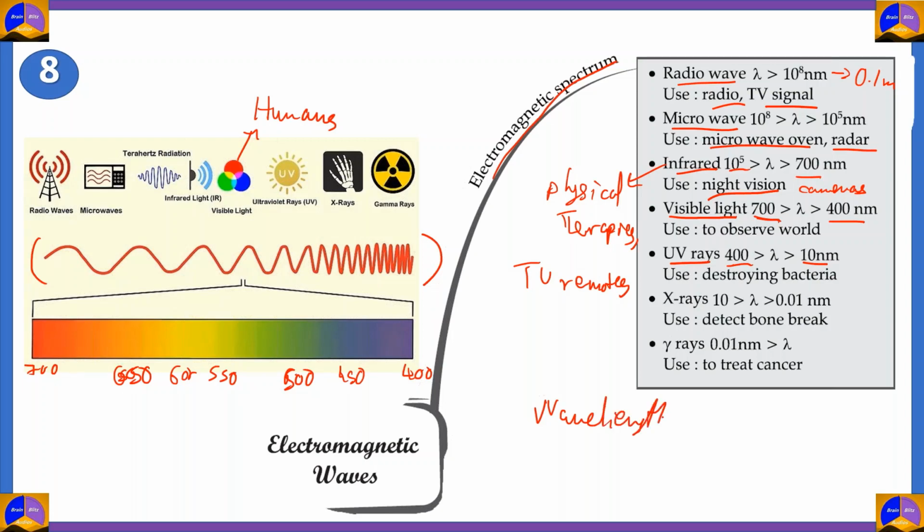The formula here is that wavelength is inversely proportional to energy, and it's also inversely proportional to frequency. So since UV rays have lower wavelength, they have higher energy. UV rays are used for destroying bacteria in water, so they're an important step in water purification.